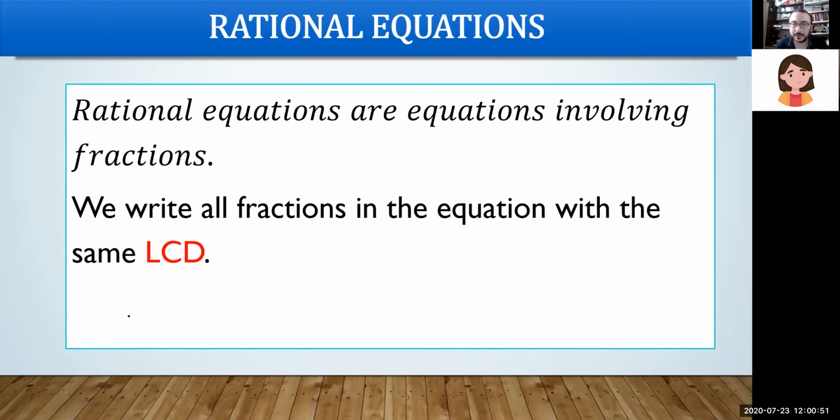How do we write all the fractions in the equations? They should have the same LCD, lowest common denominator, or lowest common divider. In French, it's PPCM. Do you remember PGCD et PPCM? You took it in grade 7 and in grade 8. Okay, so the LCD is the PPCM in French.